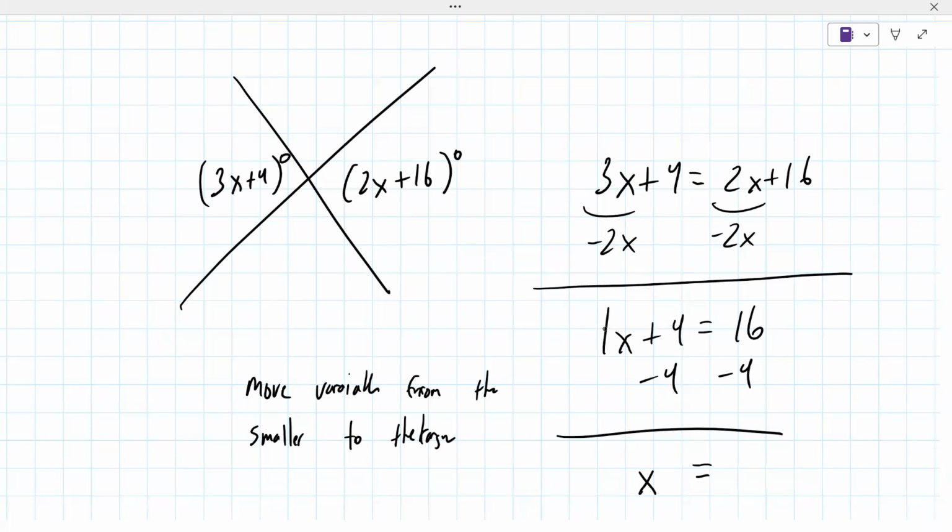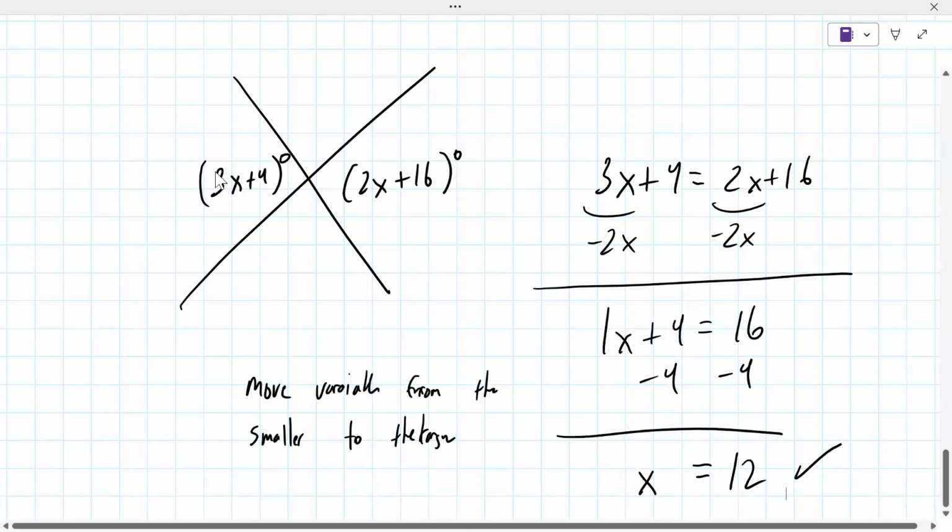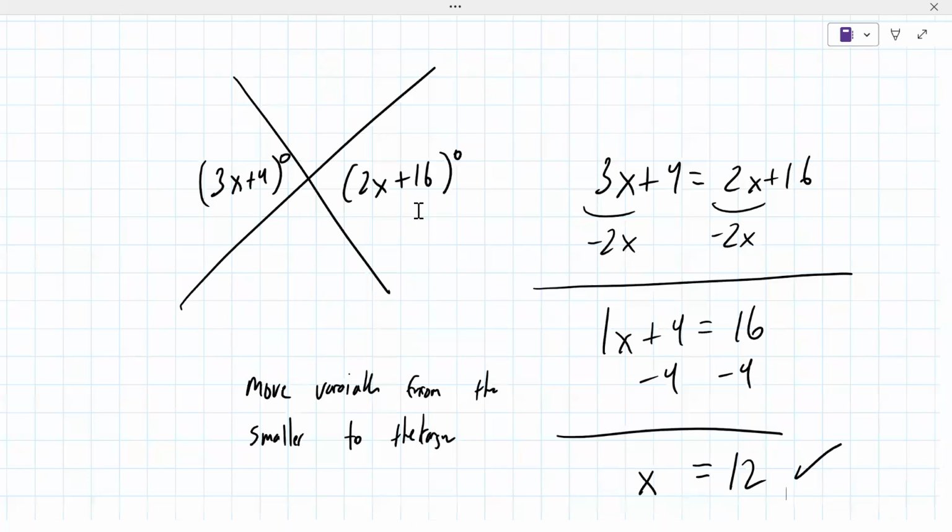12. Very good. Okay, now why did we set these equal to each other, 3x plus 4 and 2x plus 16? What is it that we knew that allowed us to set them equal? Because 12 is an equal number.